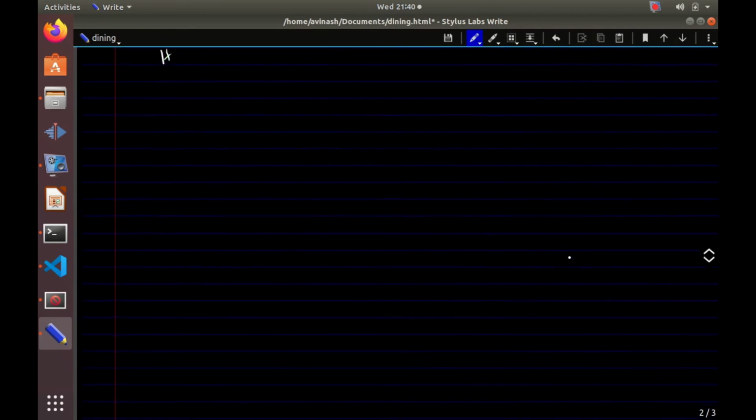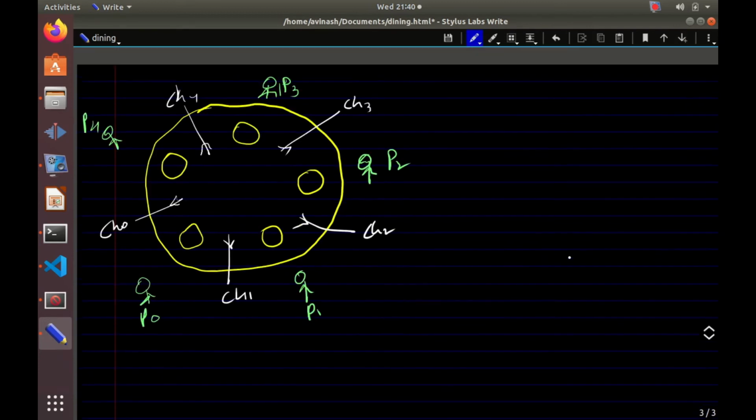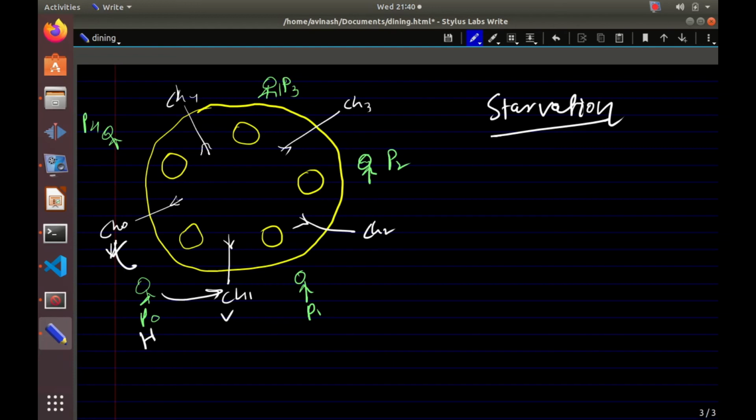And one more concept we have to learn from this dining philosopher problem is starvation. First we will understand a scenario here. Let us consider P0 is in the hungry state. He has both the chopsticks available, CH0 and CH1, so he will acquire these and go into the eating state.